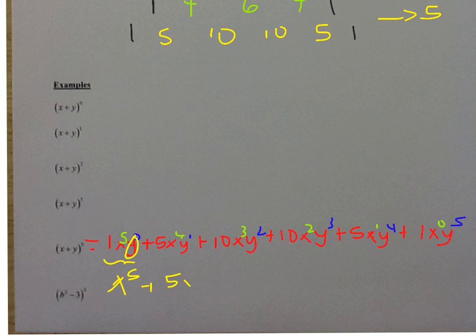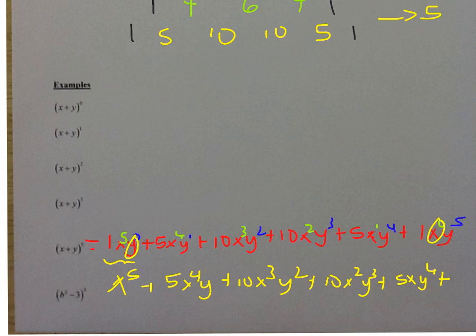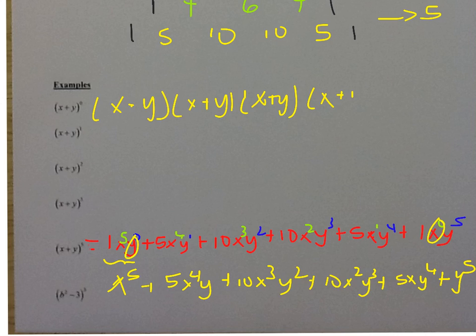plus 5x to the 4th y, plus 10x to the 3rd y squared, plus 10x squared y to the 3rd, plus 5x y to the 4th, plus y to the 5th. So I just did (x + y) to the 5th power, which is really (x + y) times (x + y) times (x + y) times (x + y) times (x + y), and it was so easy using Pascal's triangle.